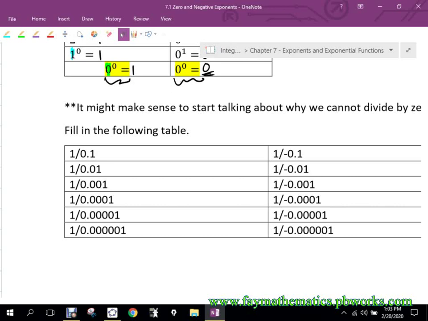Take your calculators out real quick, or just something, calculator, computer, whatever, something you can do this division with. If it's your phone, that's okay.